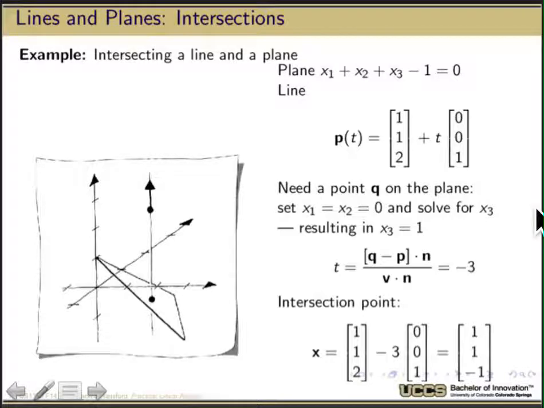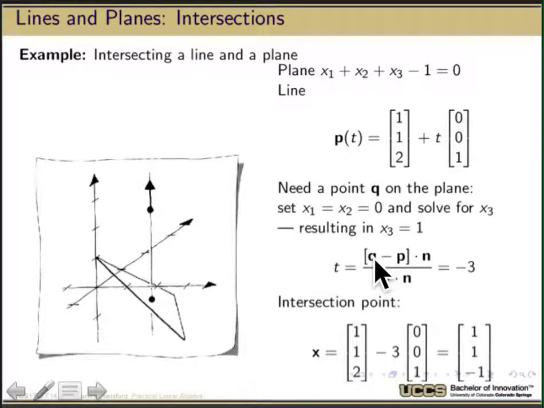So to put this in numeric terms, imagine we have, again, the same plane, x1 plus x2 plus x3 minus 1 equals 0. And now we have a line, (1, 1, 2) plus t times (0, 1, 1), and we want to run along the z-axis and figure out where we're going to intersect this plane. So we need a point q that's on the plane. Well, we can always generate a point q on the plane by setting x1 and x2 equal to 0 and solving for x3. That's our equation. That results in x3 equals 1.